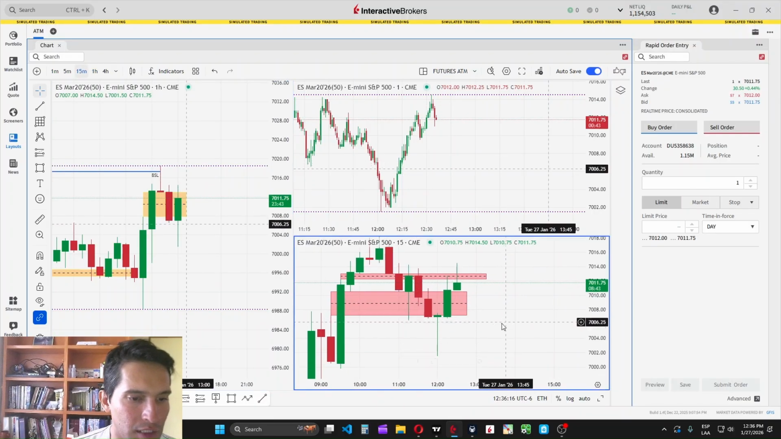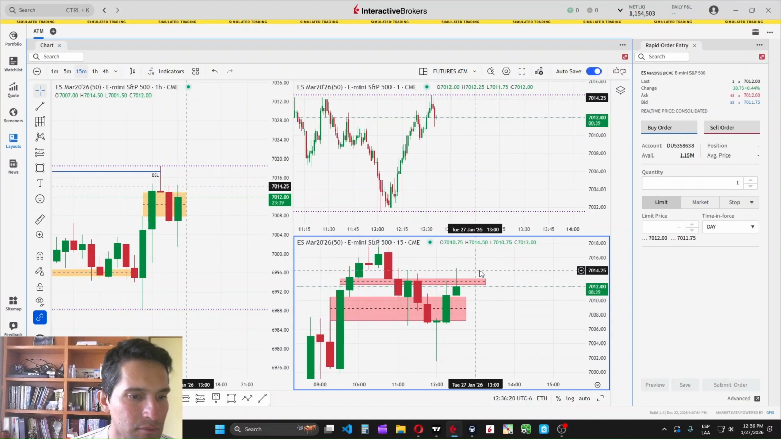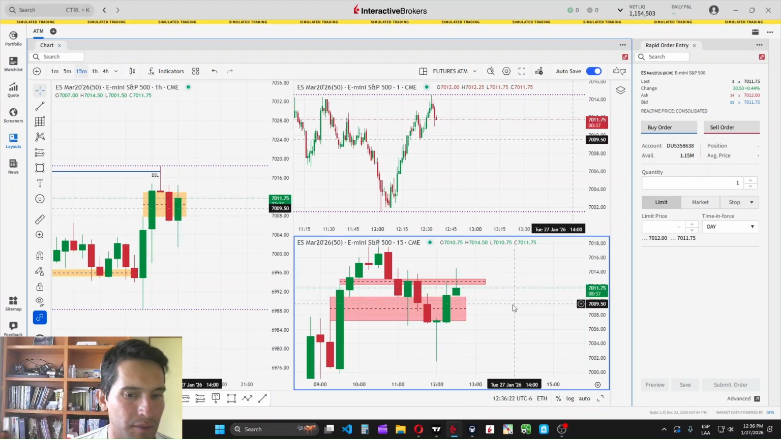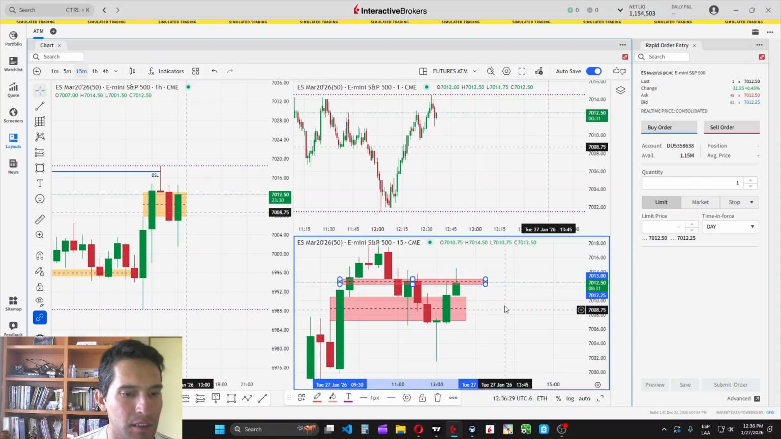Or to take a short in the 15-minute chart, as you can see, I want this 15-minute candle to close below this inversion fair value gap in red that you see here.